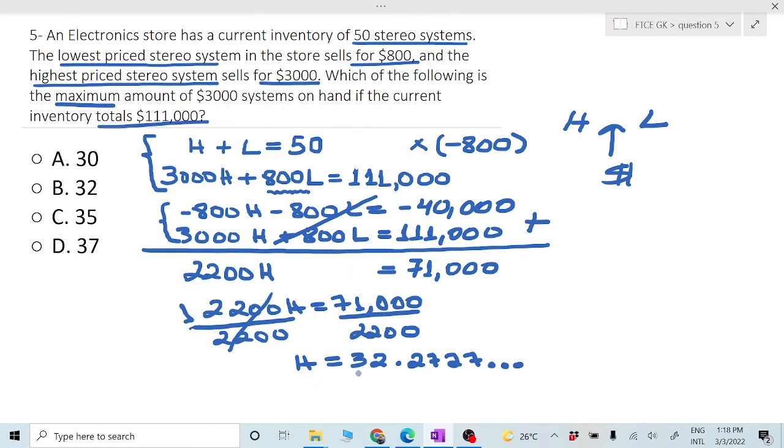So I can round this number. Because the digit after the decimal point is less than 5, I can just discard it, and my answer is going to be 32. And 32 is going to be the correct answer. So it's going to be B.